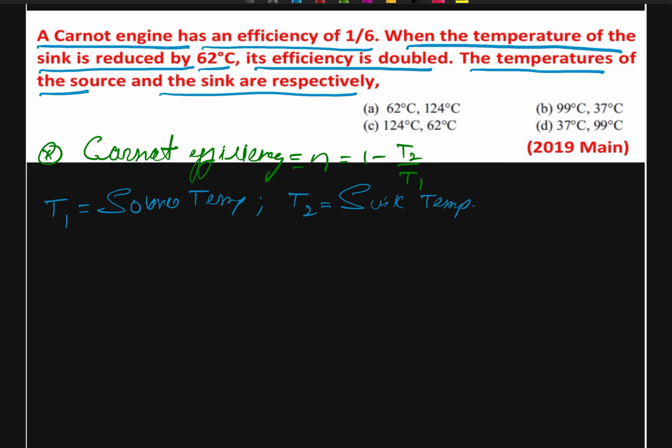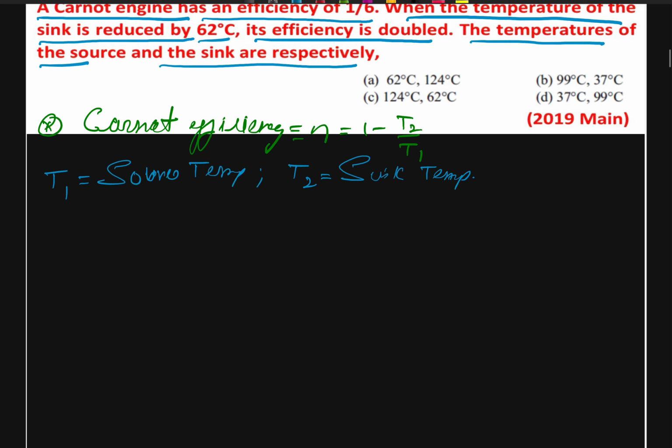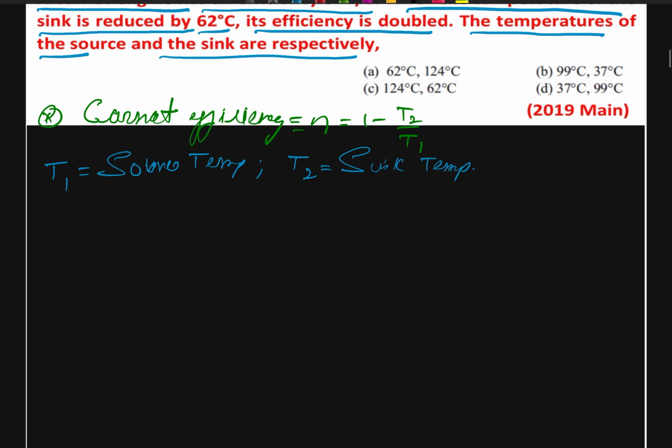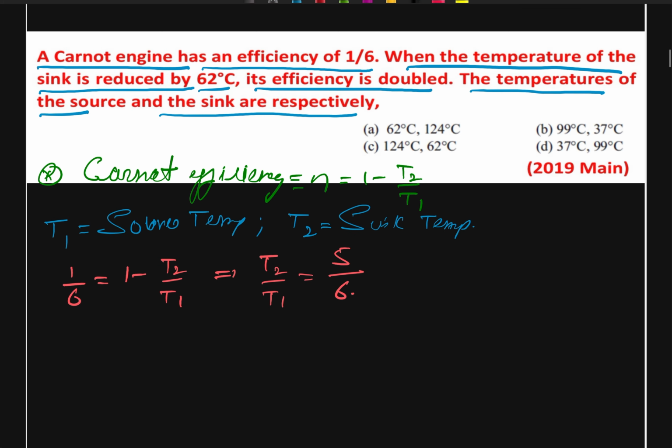And initially we are given that efficiency is 1/6. Therefore we can simply substitute it, so we get 1/6 is equal to 1 minus T2 upon T1. So from here we get the ratio of T2 upon T1 is equal to 5 upon 6. Now it states that the temperature of the sink is reduced by 62 degrees and its efficiency is doubled.